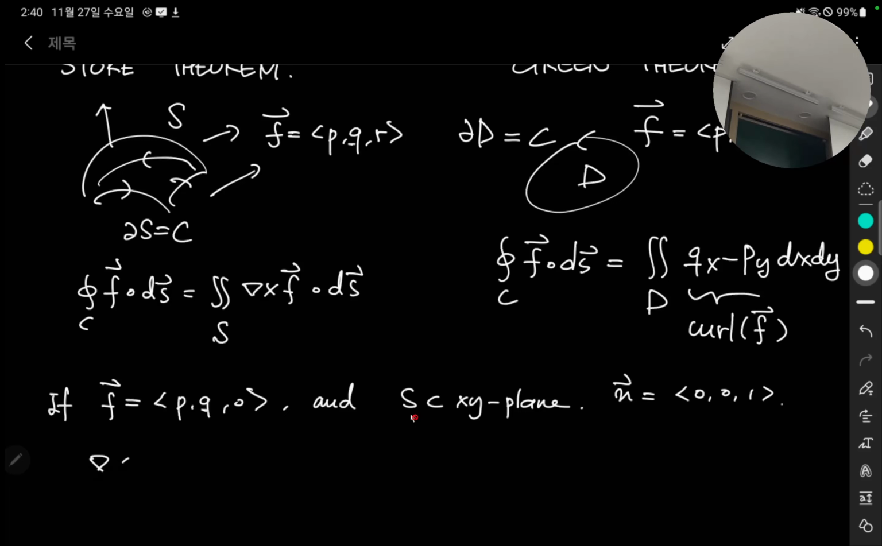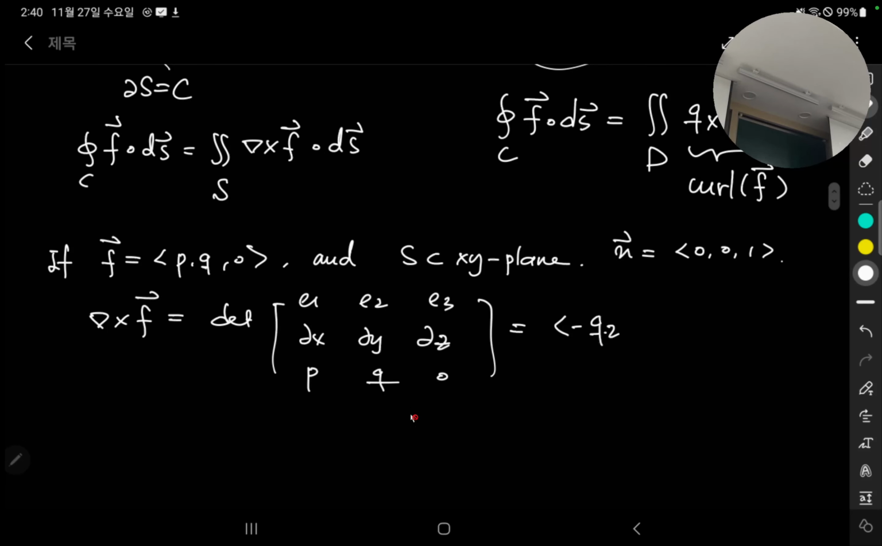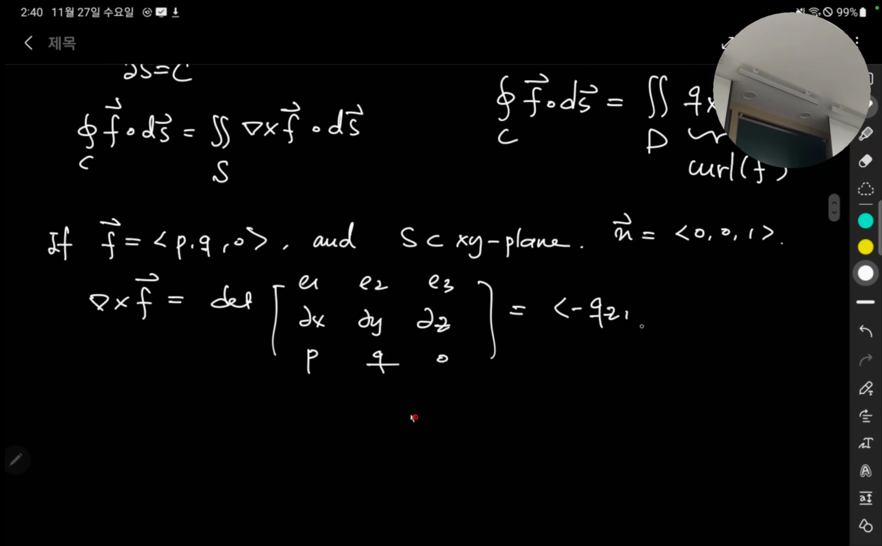So our curl becomes this: e1, e2, e3, del x, del y, del z, P, Q, 0. So this is minus Q_z, and then this is P_z, and Q_x minus P_y. And the line integration, where C is now the boundary curve inside the xy plane, is F dot ds.